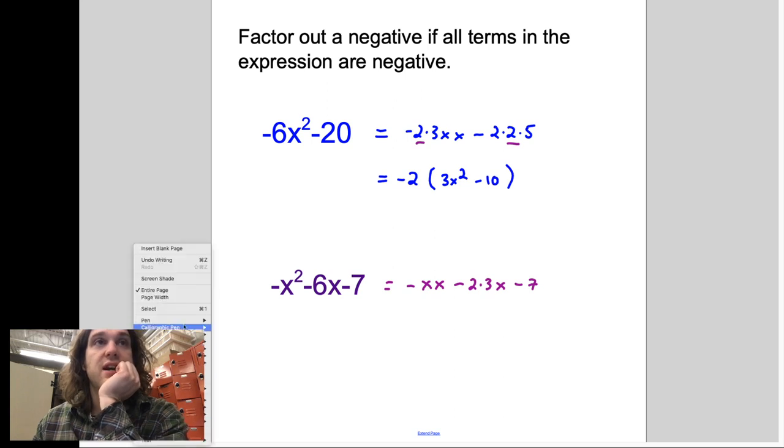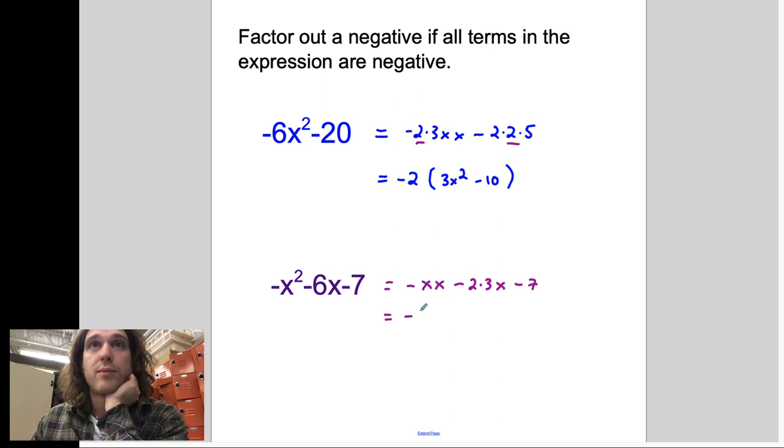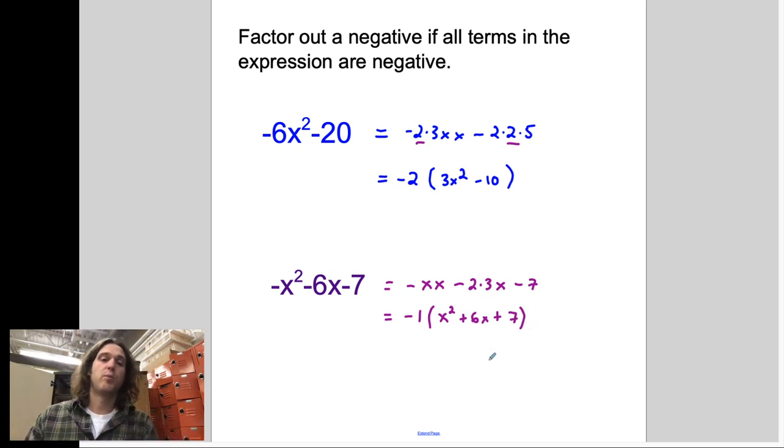Well, that's not entirely true. They do share, they are all negative. Since every term is negative, what we're able to do is make our factored form -1 or just negative, and then everything on the inside will become positive, x squared plus 6x plus 7. It turns out there's sometimes in math when we pull out a -1 when they're not all negative, but for the sake of this assignment, when all the terms are negative, you factor out a -1. It's part of the GCF.